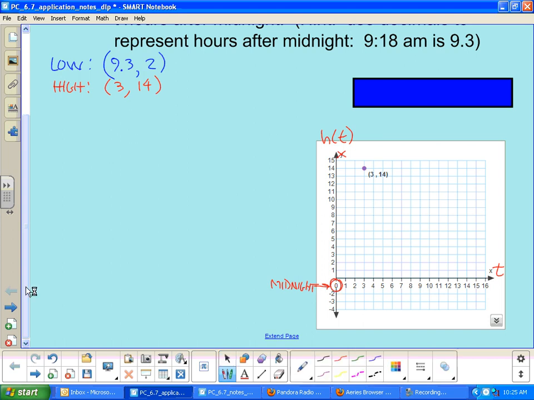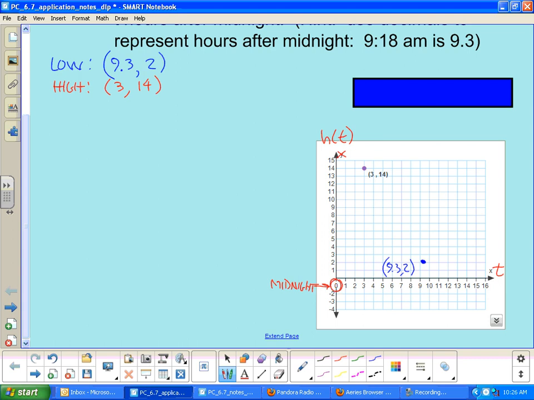The next point. 9.3, bless you, 2. So we're going to go out to 9.3, and we're going to have to estimate this one, and then 2. So that's about right there. 9.3 and 2. Now that little point-to-point representation is high tide to low tide.